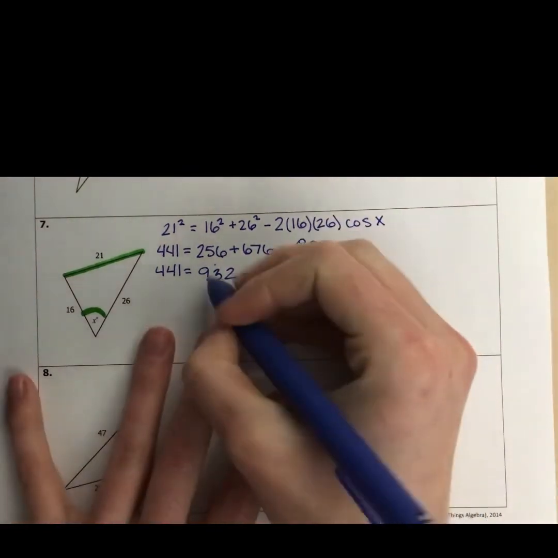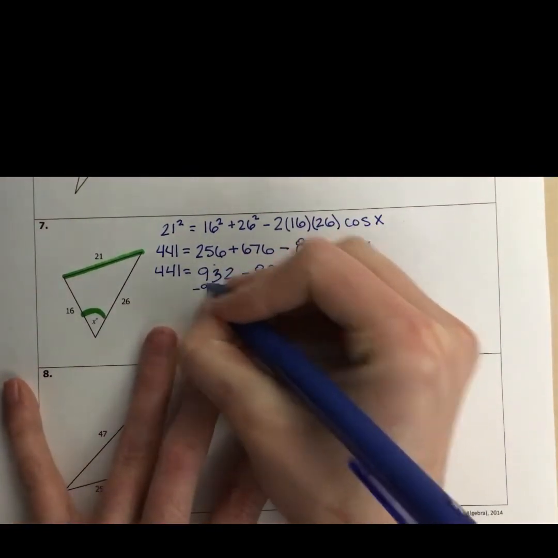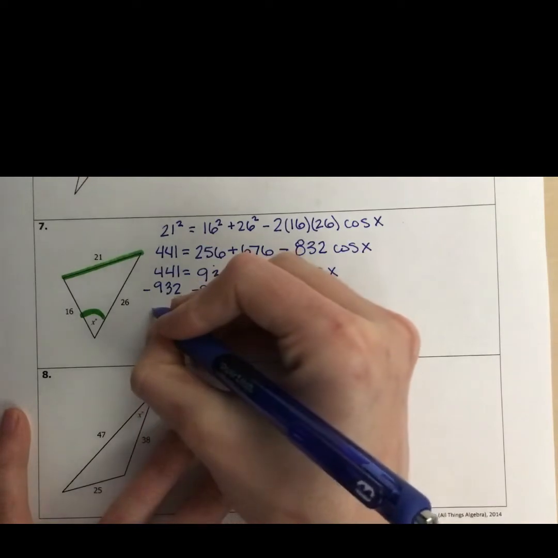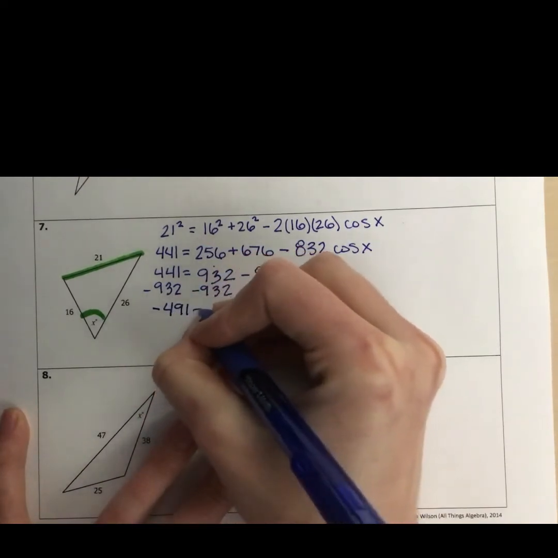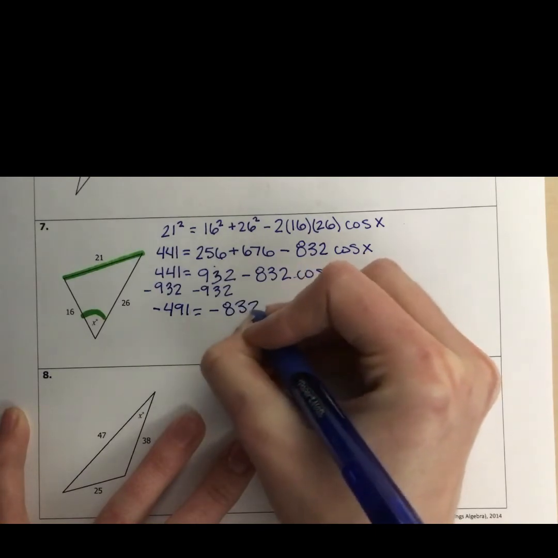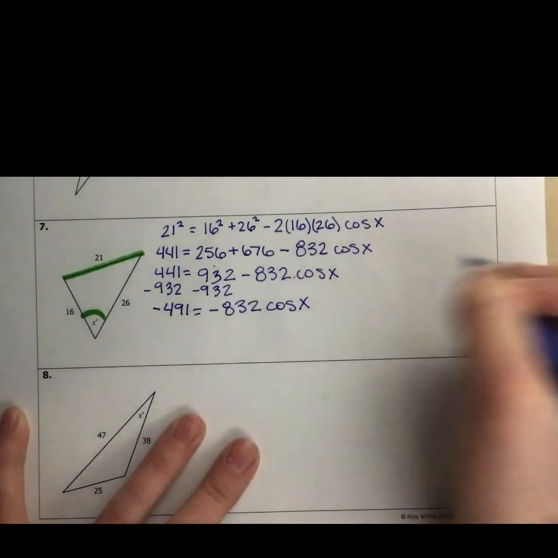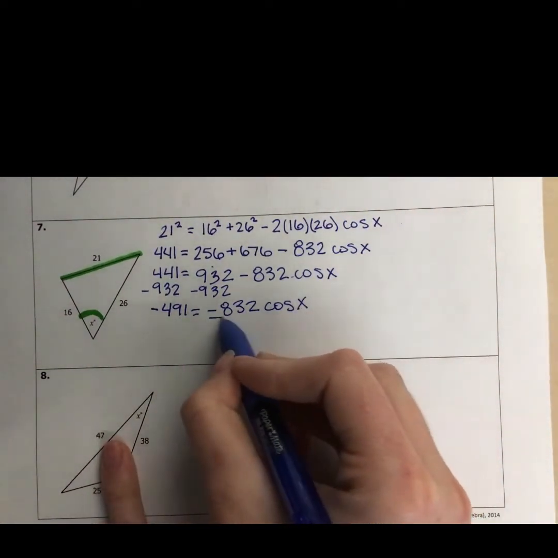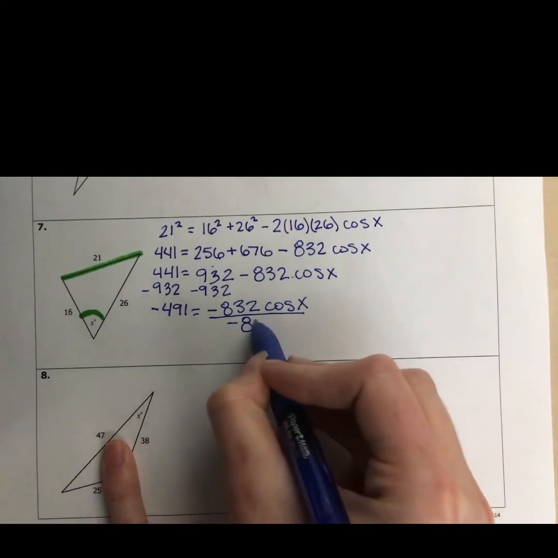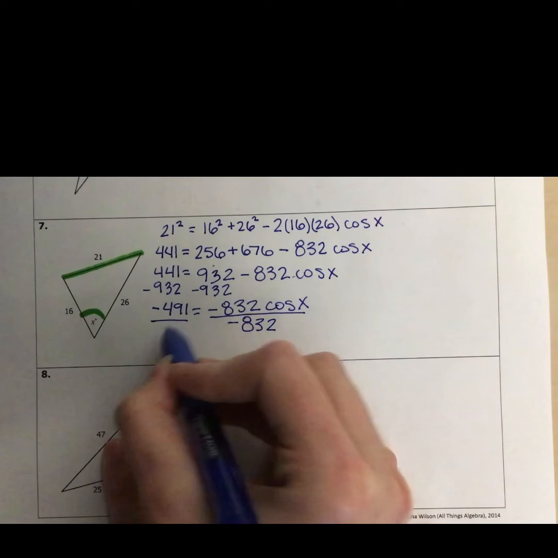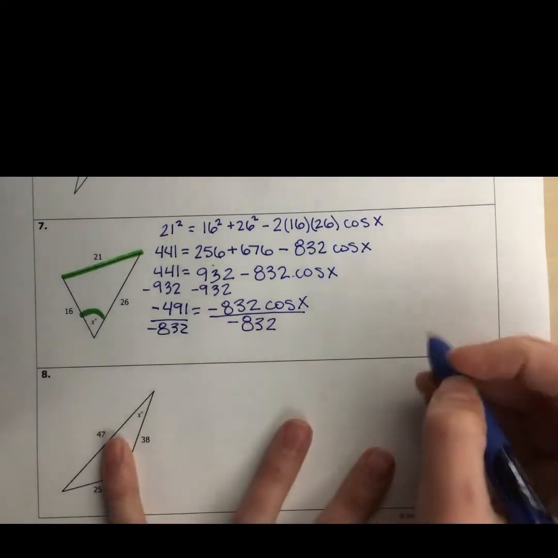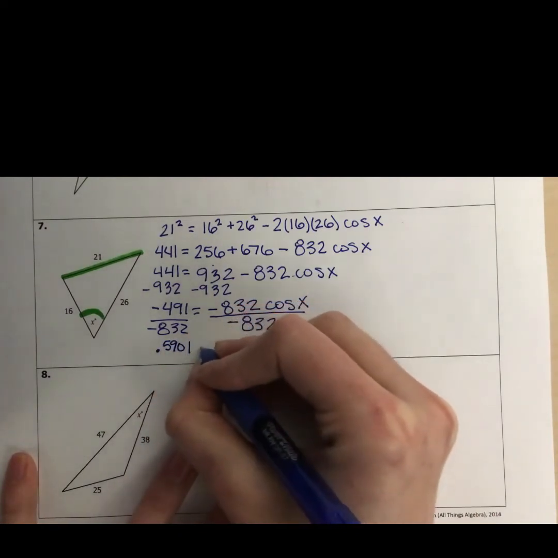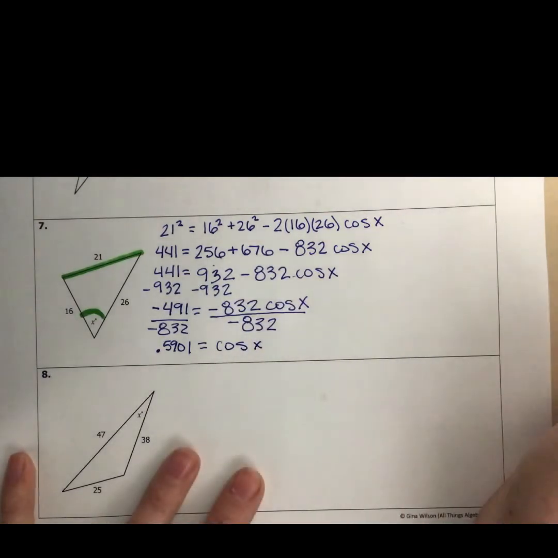Now, like I said before, we want to get our like terms on the same side. So I'm going to subtract 932 from both sides of my equation, which will give me negative 491 equals negative 832 cosine of X. Well, if I'm trying to solve for X, I need to get this to just be cosine of X. So I need to divide both sides by negative 832. And that will give me 0.5901 equals cosine of X.